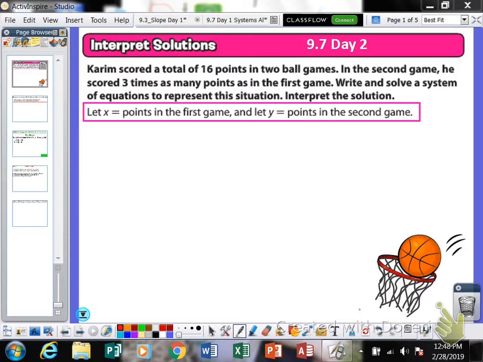So, our first problem says Karim scored a total of 16 points in 2 ball games. In the second game, he scored 3 times as many points as in the first game. Write and solve a system of equations to represent this situation and then interpret the solution.